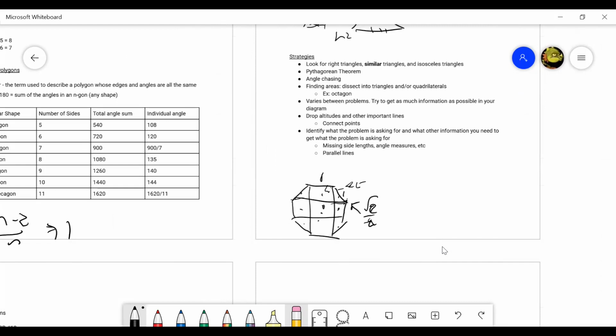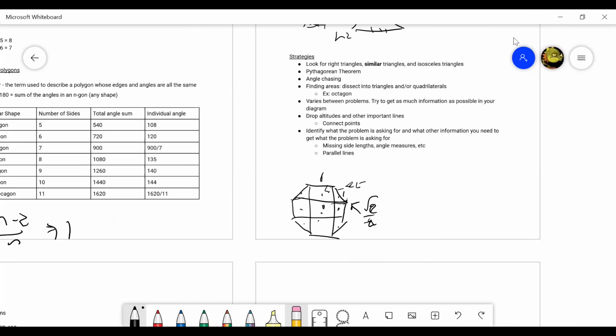So the next tip would be to drop altitudes and draw other important lines. And this comes kind of similarly to connecting the centers of a circle to important points. Just try to get all your points involved in the diagram.